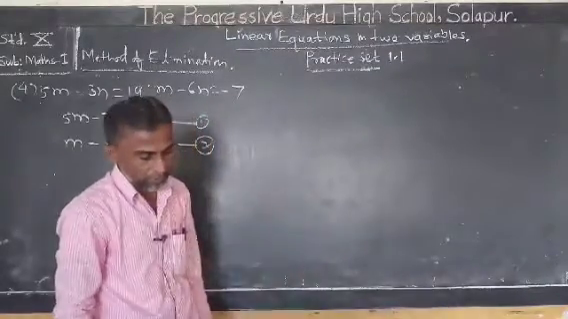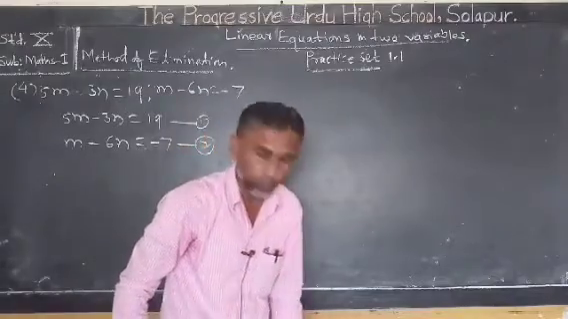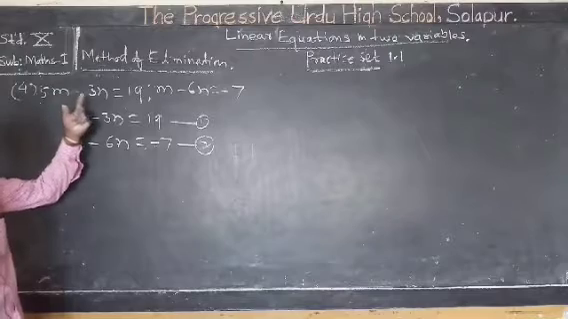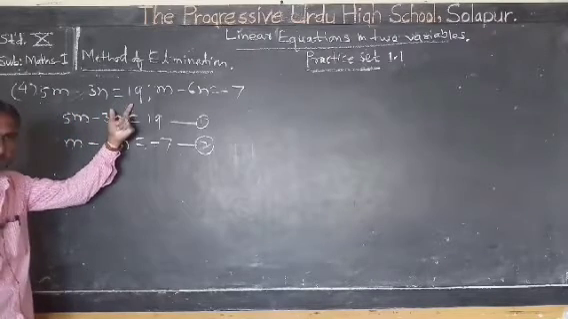Now, I am going to take the fourth example from practice set 1.1, which is 5m minus 3n is equal to 19. This is the first equation.